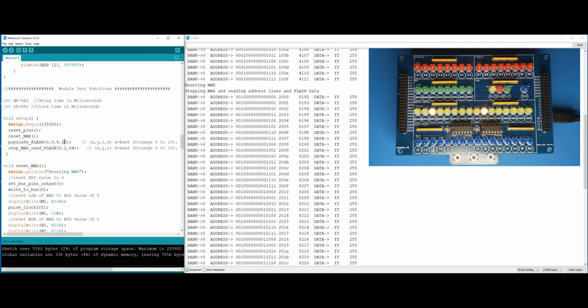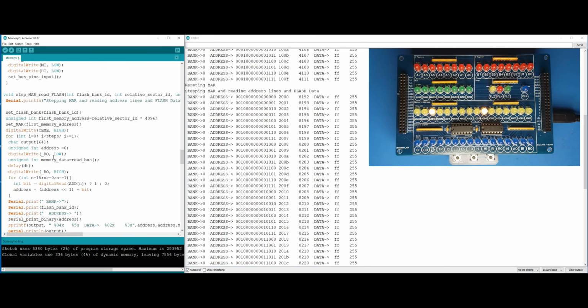So let's set that to 100. Now we're trying to write to bank 0, sector 0, and we're going to write 8 bytes into it, and all of those 8 bytes will be written with a value of 100. Now let's look at the populate flash function to see how it works.